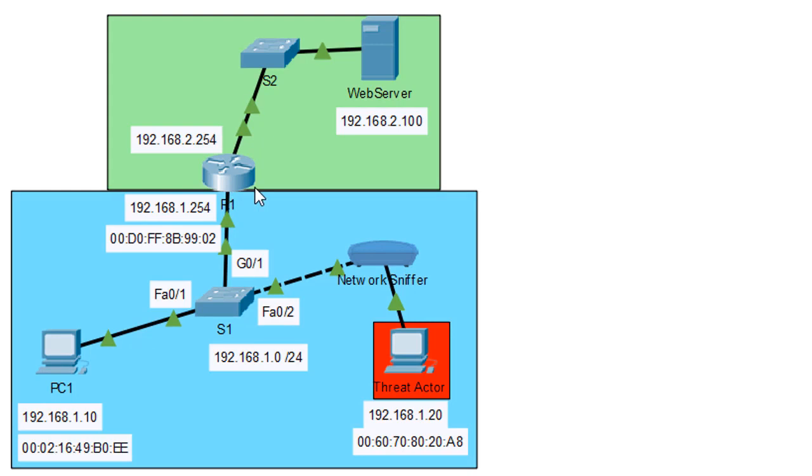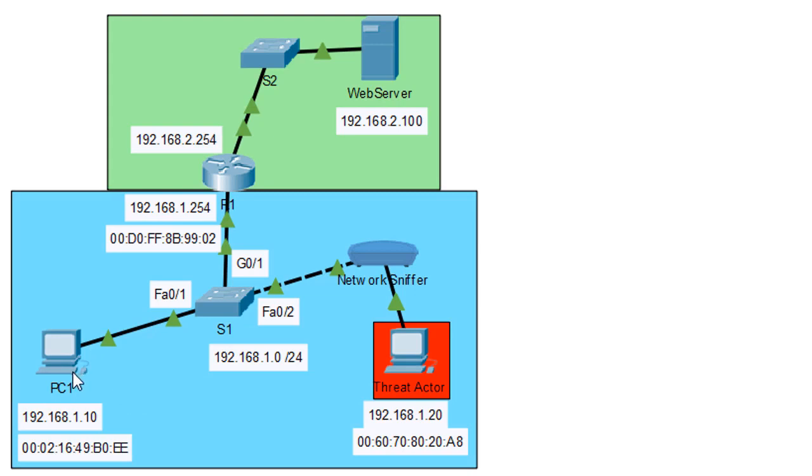R1 is acting as the default gateway of our network with IP address 192.168.1.254. R1 has the MAC address ending in 9902. So PC1 is going to have to communicate with this router in order to make its way to the web server and get a response back. Now, quick recap of how ARP works.